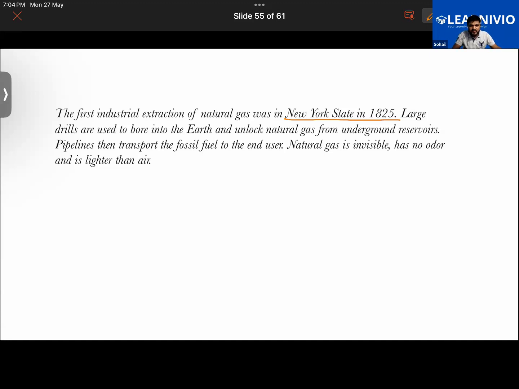No, it's not like it is formed before petroleum. Both of them will be formed gradually. Sir, it's given that petroleum was found in Pennsylvania in 1859, and here it's given that the first industrial extraction of natural gas was in 1825. So that's not the accurate reasoning to say that it was formed before or after. If we discovered it later on, it does not mean that it was formed later, or if we discovered it earlier, it does not mean that it was formed earlier.